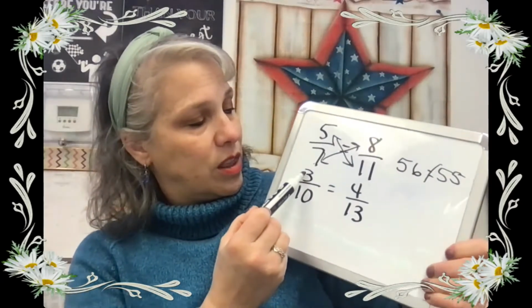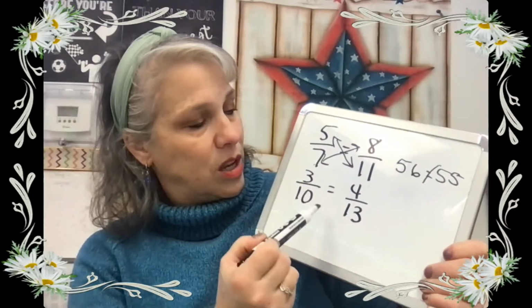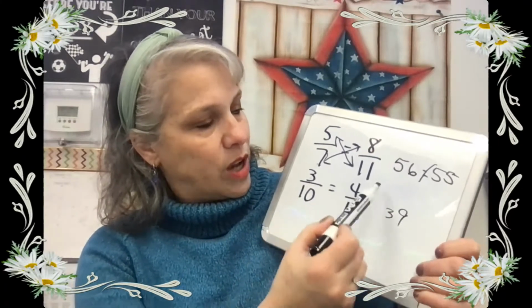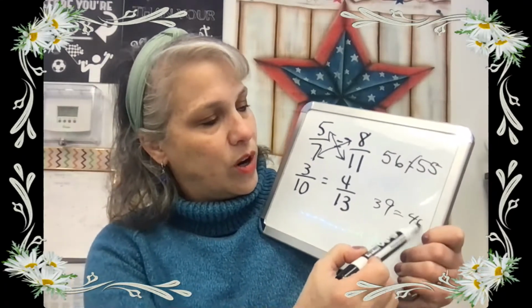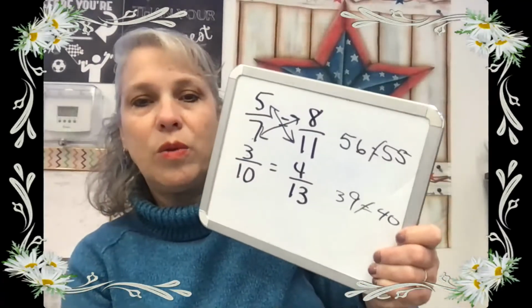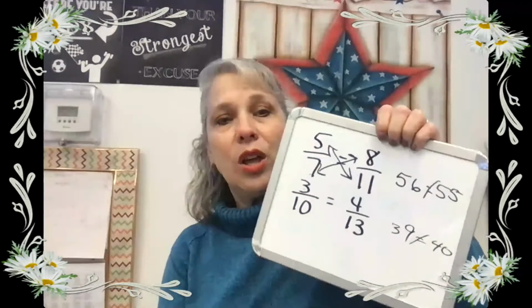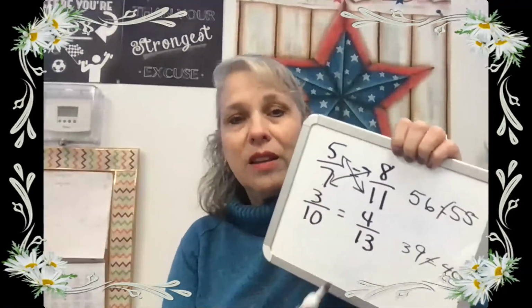Okay, so I'm going to look at these two. Let's see. 3 times 13 is 39. 4 times 10 is 40. So they are not equivalent fractions. Okay, so that is cross multiplying, not in order to make equivalent fractions, but seeing if they are equivalent fractions. Okay, so this would be testing with a method to find out.